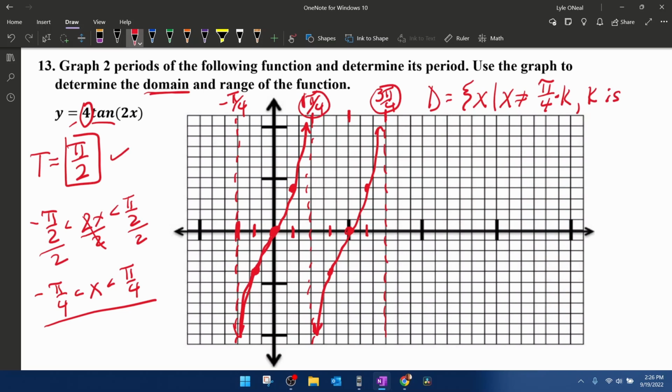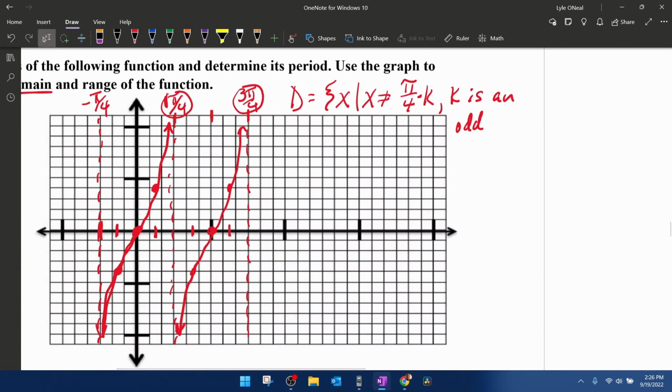So k is an odd integer. Let me pull that over some. K is an odd integer. The domain is the set of all x such that x cannot be any odd multiple of pi/4. That's basically what we have written here. And that is where the asymptotes are.